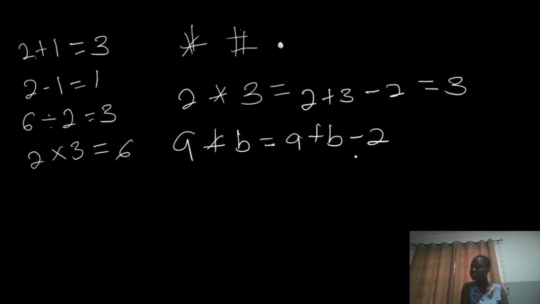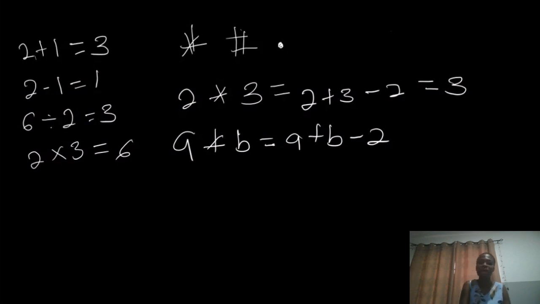Without this rule, we can't work with this, because if you are just given 2 star 3, you don't know what you are going to do with it. So if they don't define it for you, you can't do it. So they will define these functions for these operations for you. Then you use the rule they've given you to solve the rest.